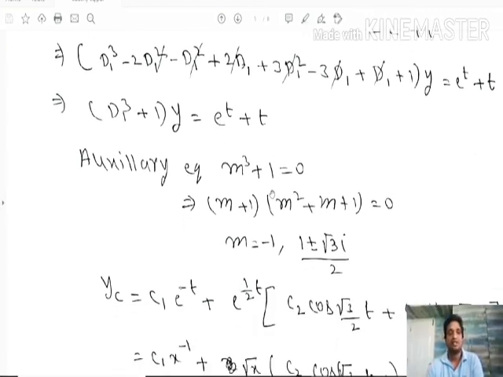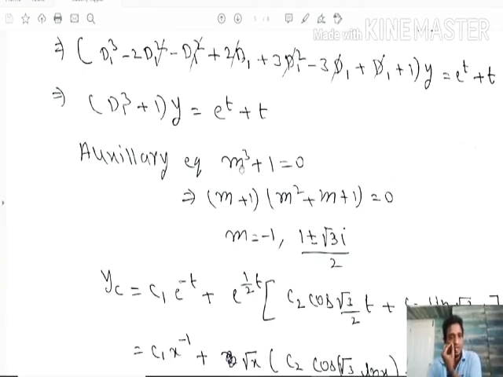So the auxiliary equation will be m cube plus 1. Why? Because here D cube plus 1 is there. Instead of D, I am substituting m to find the roots. m cube plus 1 is equal to 0. This is in the form of a cube plus b cube, so it becomes (a plus b) into (a square minus ab plus b square) is equal to 0.